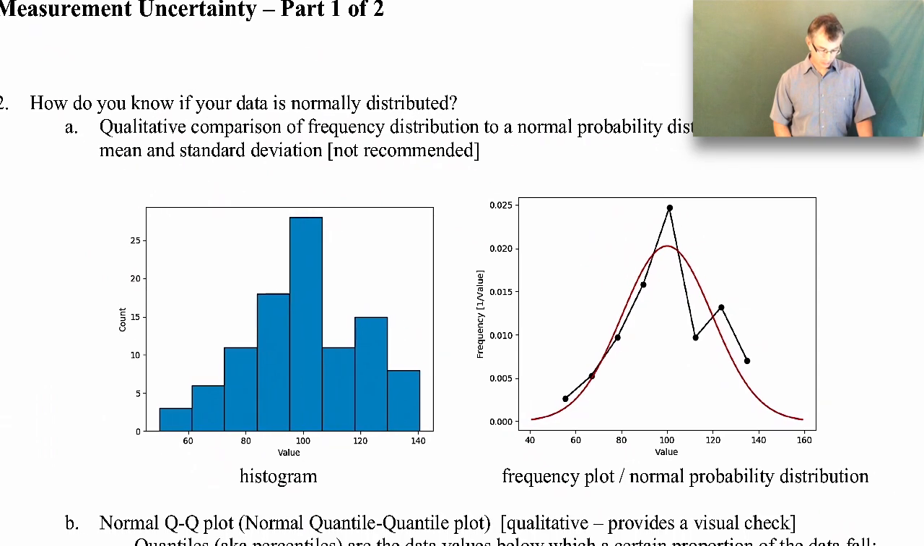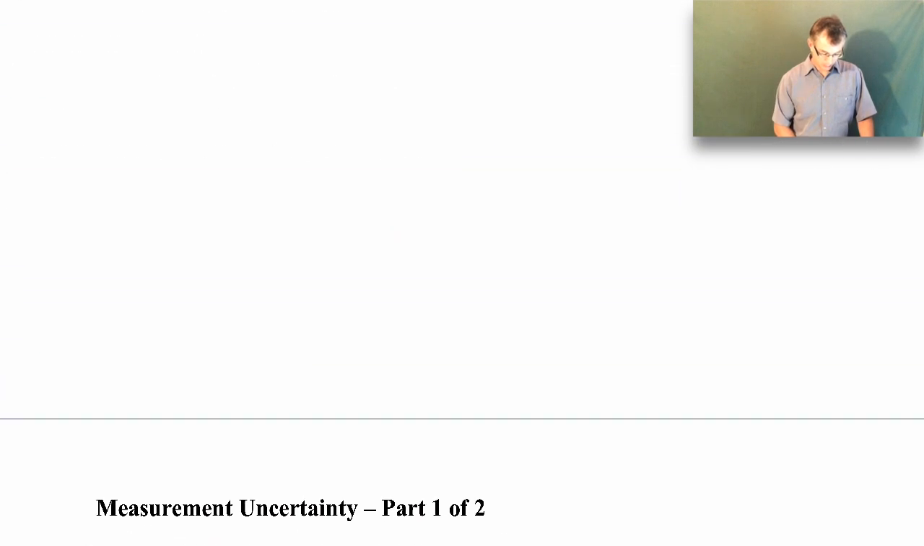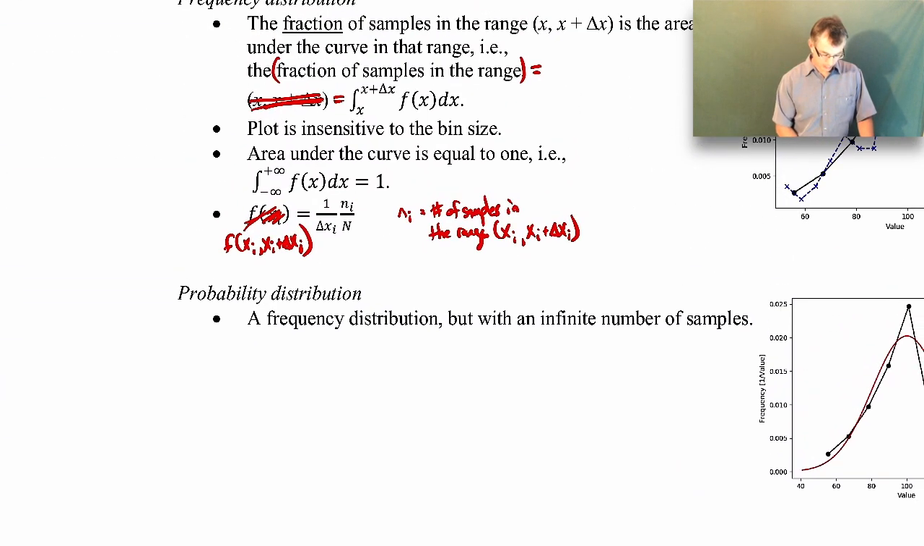So one way you could do it is just a qualitative comparison of plotting a normal distribution fit to your data. So here's our histogram of some data. And we talked about what a histogram is. So here's what it looks like. If we're going to see if it fits a probability distribution, what we should do is convert it to a frequency distribution. So that's the black dots. I just took that histogram and I converted it using this formula here.